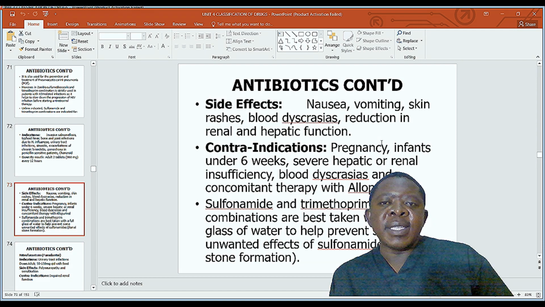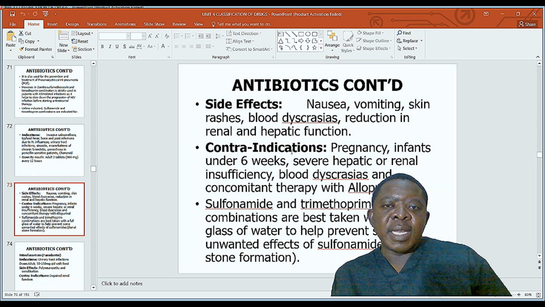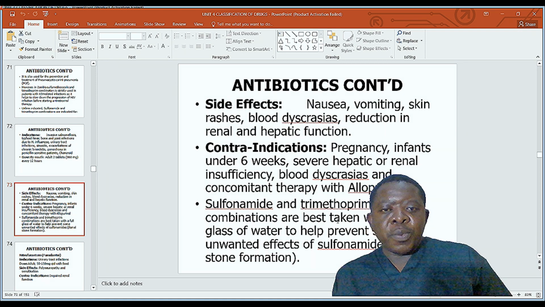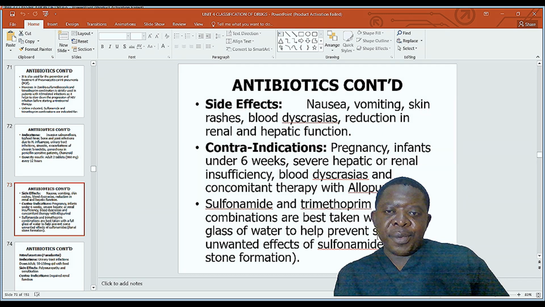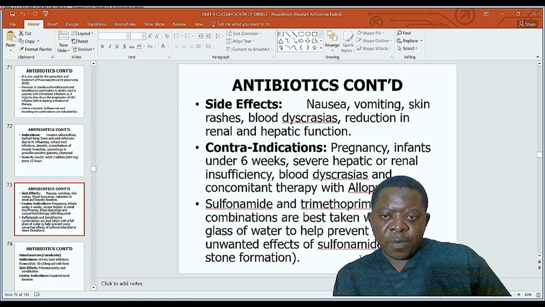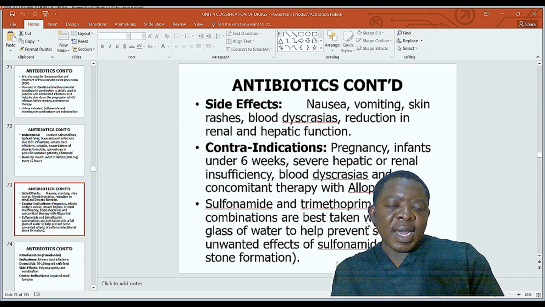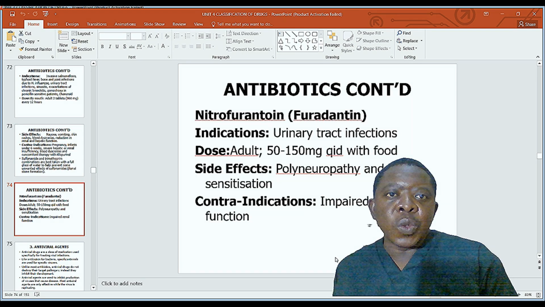Contraindications are pregnancy, especially the first 3 months, infants under 6 weeks, and severe hepatic or renal insufficiency. So these drugs, sulfonamides, are not given in the first 3 months, the first trimester. Sulfonamide and trimethoprim combinations are best taken with a full glass of water to help prevent some unwanted effects of these sulfonamides, like renal stone formation. So you encourage the patient to take a lot of water.